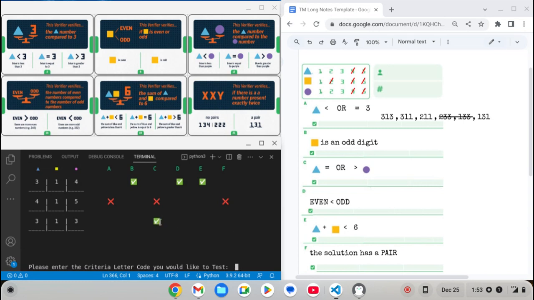Okay, so yes, the first and last should be equal. So let's go ahead in our notes, cross out the greater than. We know that they are equal. And so let's cross out 311 and 211. And so it comes down to either being 313 or 131. So they are equal. Yeah, 33, 313, and 131.